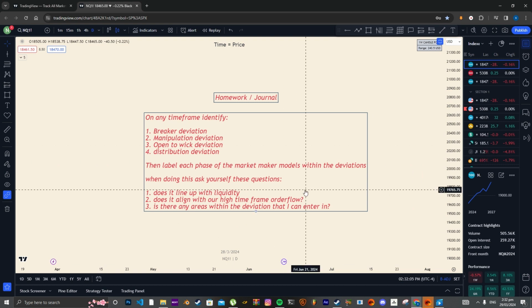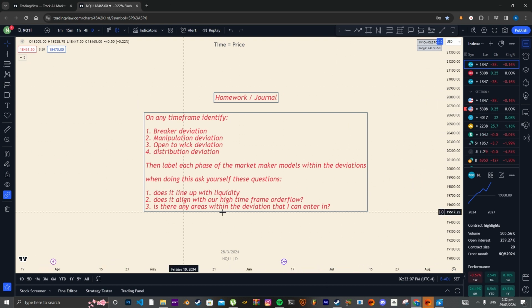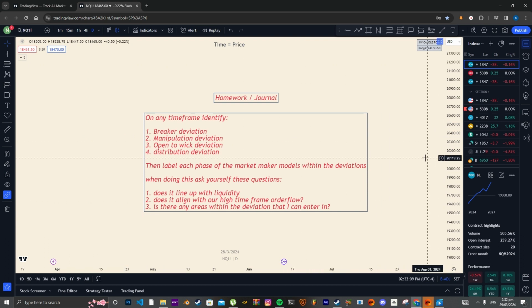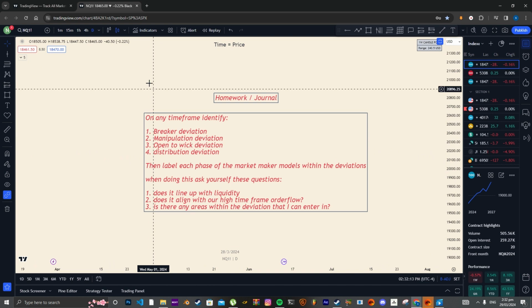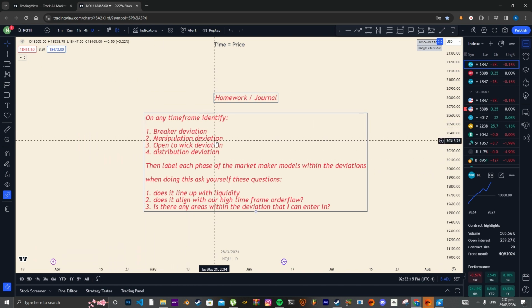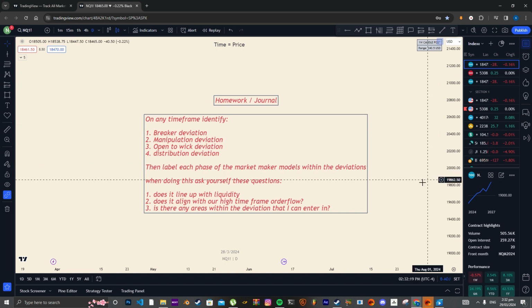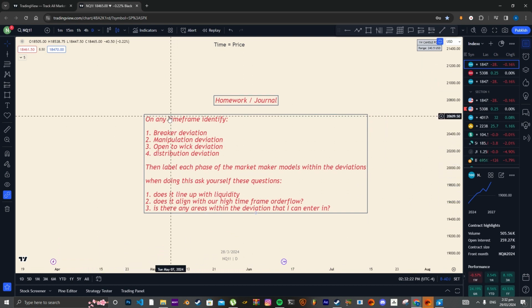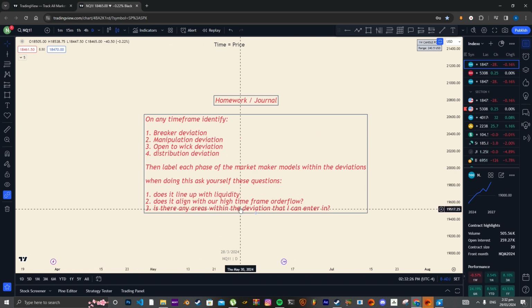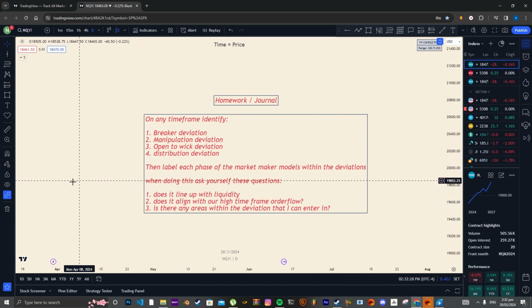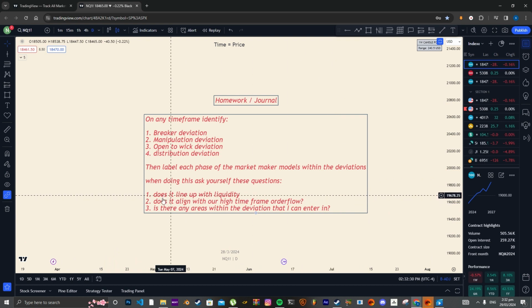Like I'll go in every week, I'll try to pull up a standard deviation fib, and I'll just try to see where I can anticipate it. So on any time frame, I want you guys to identify the breaker deviation, the manipulation deviation, open to wick deviation, and distribution deviation. And I want you to ask yourself these questions. When you're using any of these deviations, which one lines up with liquidity? Does it align with our high time frame order flow? And are there any areas within the deviation that I can enter in?